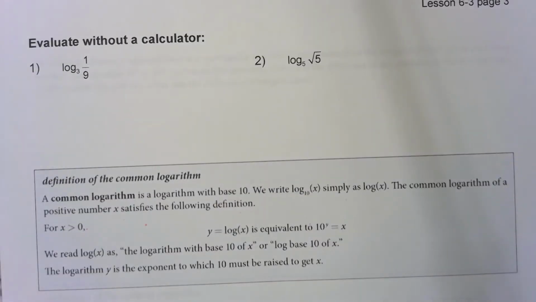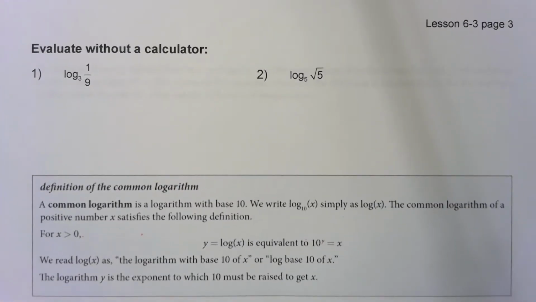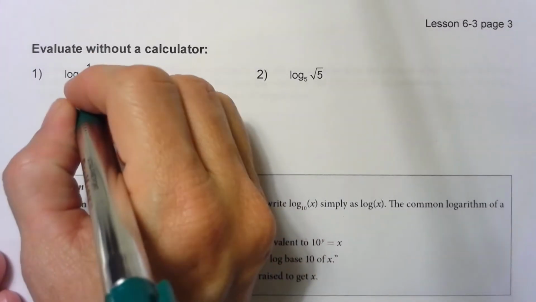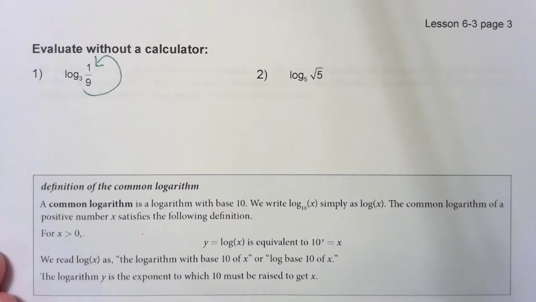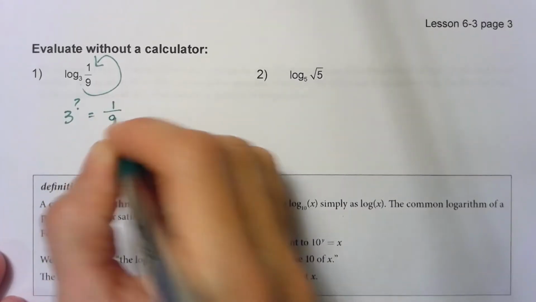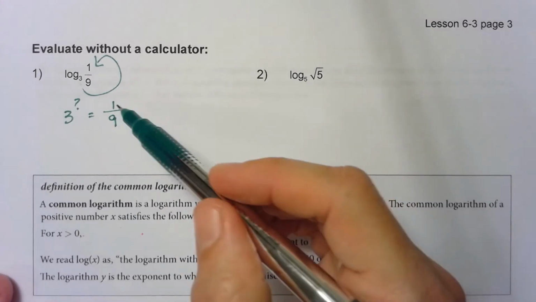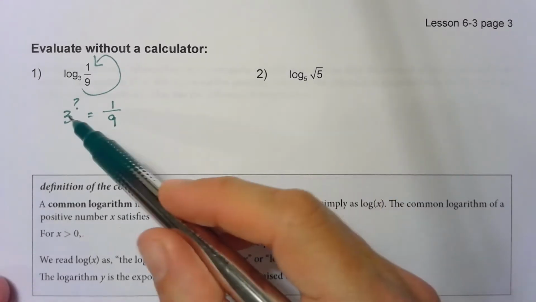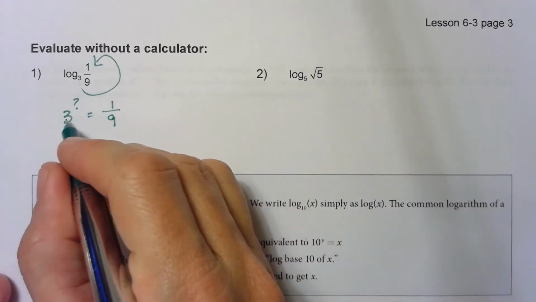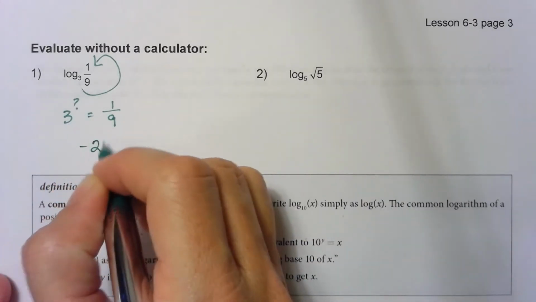So let's evaluate these without a calculator. 3 to what is 1/9? Well, this is flipped over and 9 is 3 squared, right? So that means we have to raise 3 to the negative 2 power if we want to get a 1/9.